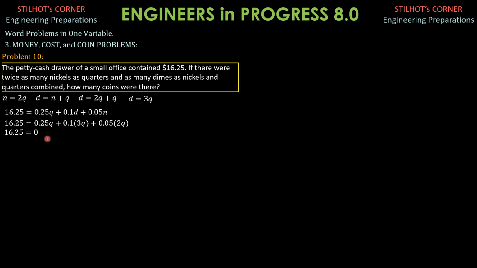Simplifying, 16.25 equals 0.65 of q. So the number of quarters is 16.25 divided by 0.65, and that is 25. The number of nickels is 2 times 25, 50. The number of dimes is 3 times 25, so 75. Therefore, the total number of coins is equal to 25 plus 50 plus 75, and that is 150.